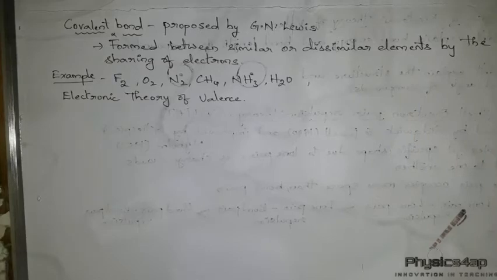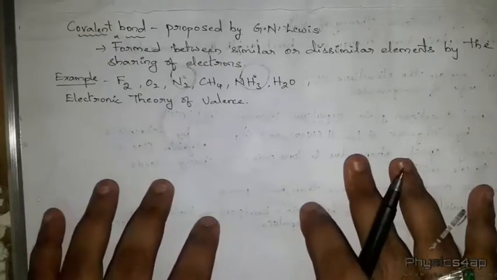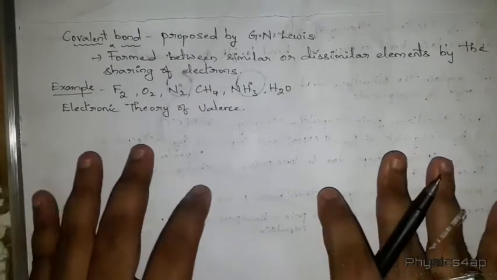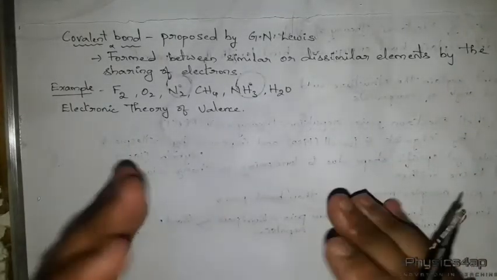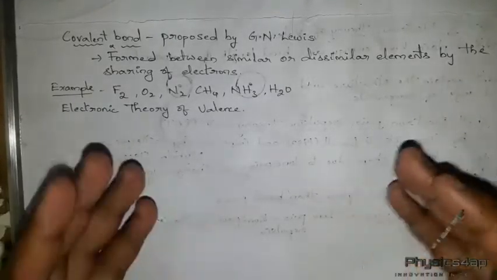Previously we were discussing the ionic bond and its properties. Now today we are going to discuss the covalent bond, how the covalent bond forms, and the different theories which came forward to explain the covalent bond.